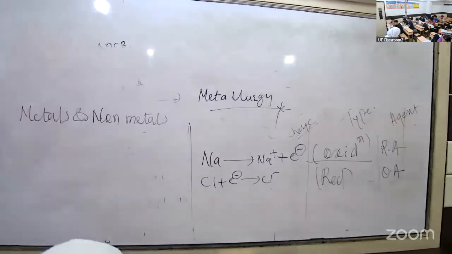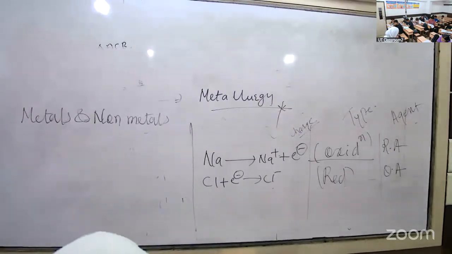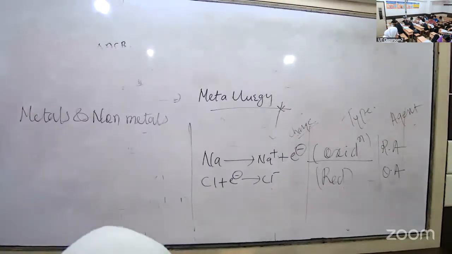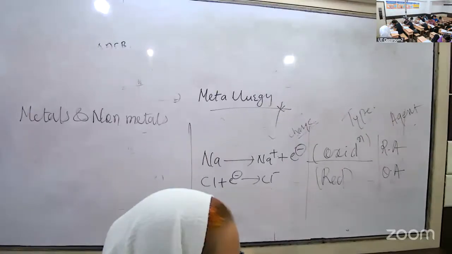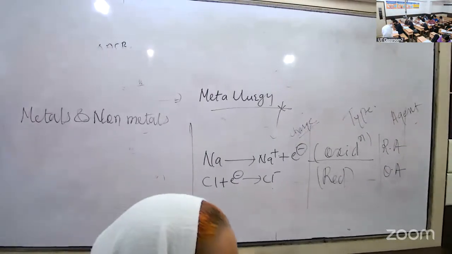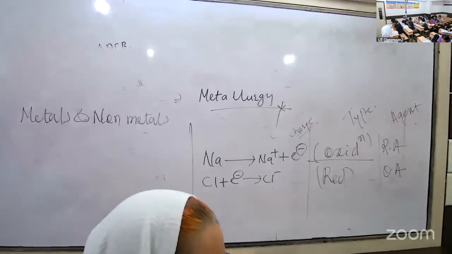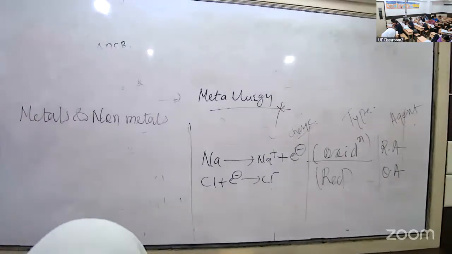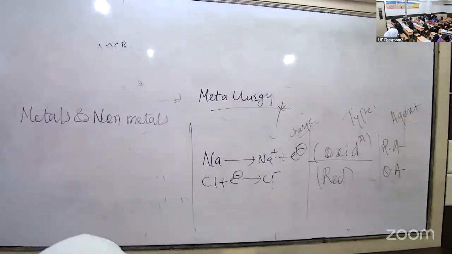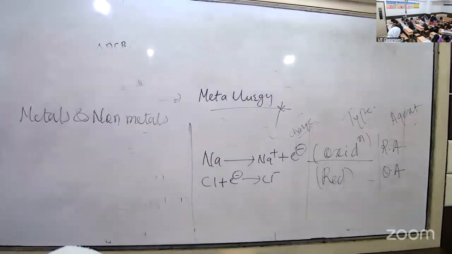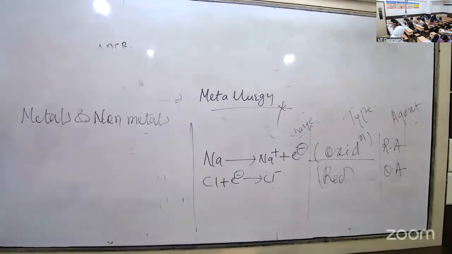Underline here. Reactivity, order of reactivity in the form of the series is called activity or reactivity series. Page number 145, last line. Arrangement of metals in a decreasing order of their reactivity in the form of series is called activity or reactivity series of the metal.